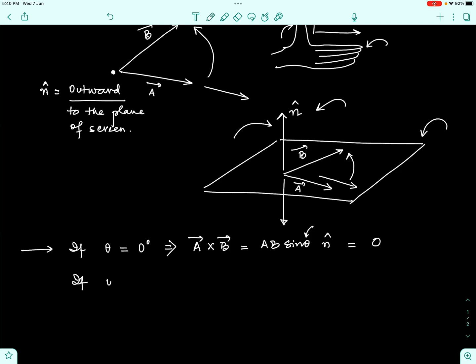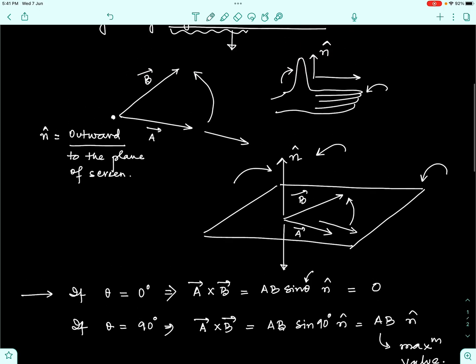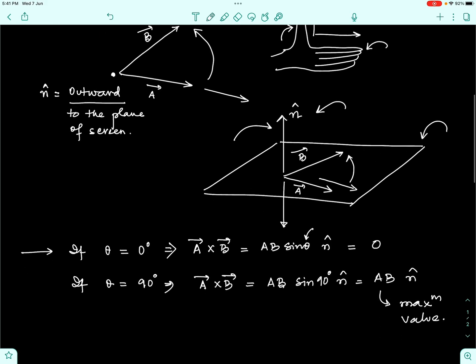Whereas if the angle theta between the two vectors is 90 degrees, that means A cross B will take its maximum value. Why? Because the value of sine theta is highest when theta is 90. Sine 90 n cap, which is just AB into n cap, which is the highest possible value, right? Magnitude of A cross B will be maximum here because sine theta is taking its maximum value. Okay, so these are a few observations that we can make from here.